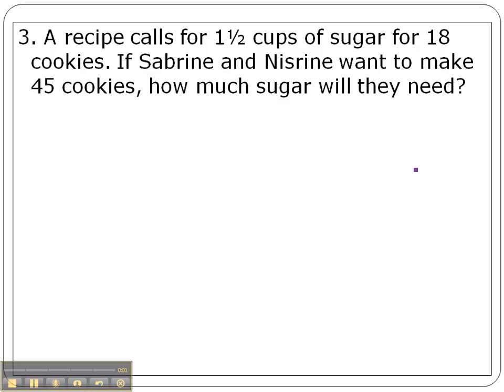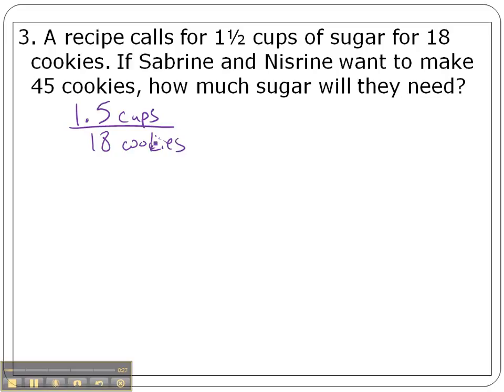Problem 3. The recipe calls for 1.5 cups of sugar for 18 cookies. If Sabrina and Nisreen want to make 45 cookies, how much sugar will they need? So this is a proportion problem. Let's set up this first rate. It takes 1.5 cups. I'm going to write that as 1.5 cups to make 18 cookies.